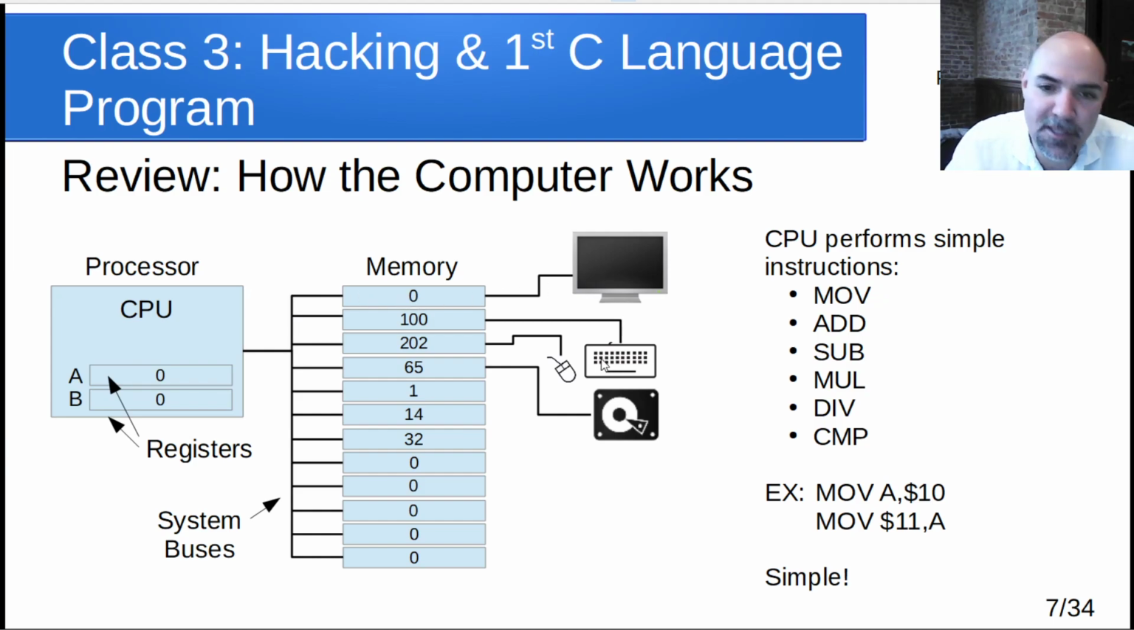So you press an A on the keyboard, this number would change. In order for that to show up on the screen, the CPU would have to go to that memory box, move it into the CPU, move it back out, and then the A would show up on the monitor. All right, so very simple.